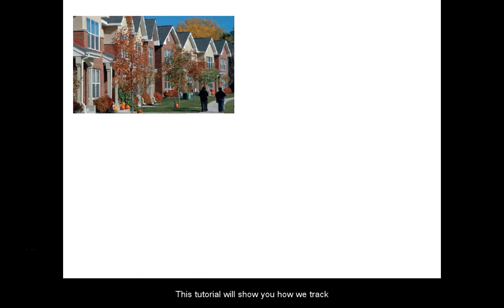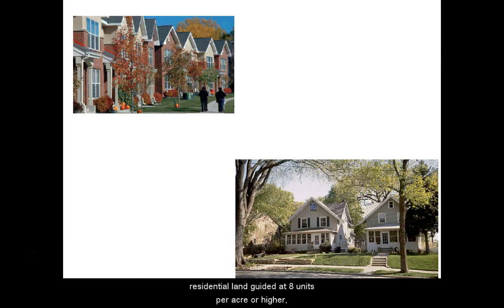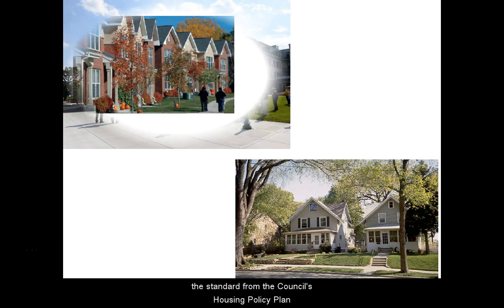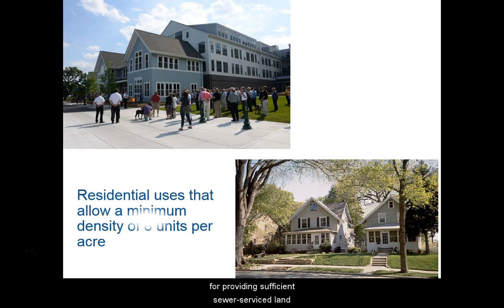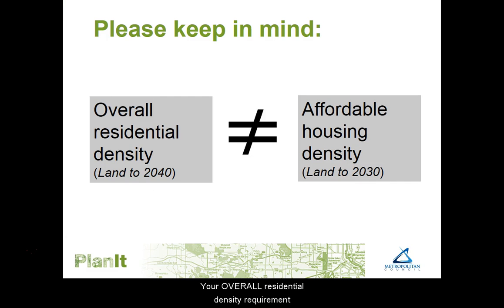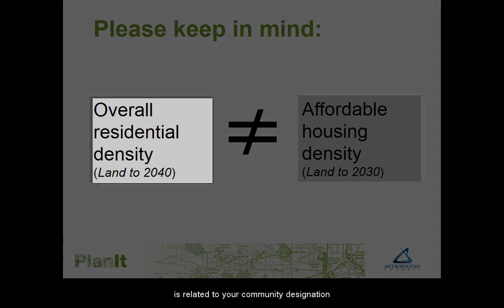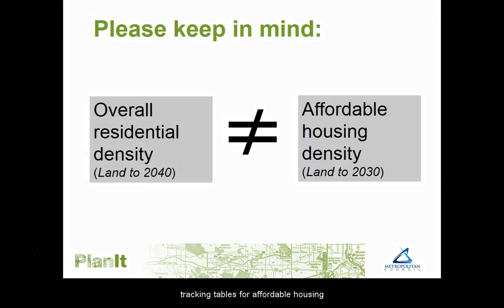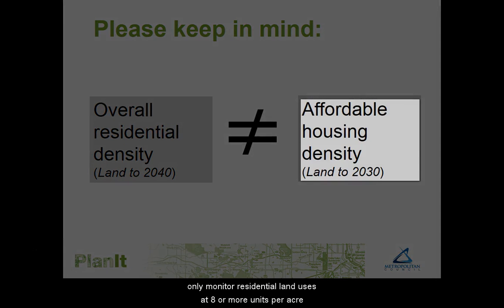This tutorial will show you how we track residential land guided at 8 units per acre or higher, the standard from the Council's Housing Policy Plan for providing sufficient sewer serviced land to support your share of the region's future need for affordable housing. Keep in mind, for your overall residential density review, tracking will occur differently. Your overall residential density requirement is related to your community designation and calculated through 2040. Tracking tables for affordable housing only monitor residential land uses at 8 or more units per acre in the 2021 to 2030 decade.